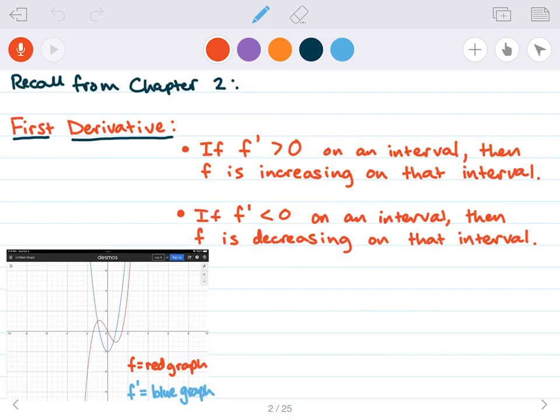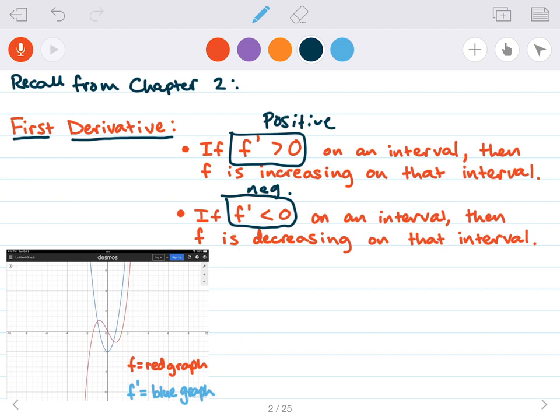So let's talk about some things that we looked at in Chapter 2. First derivative graphs. If the first derivative is greater than 0, this means positive. So if the first derivative is positive on an interval, then f is increasing on that interval. And if f prime is negative on an interval, then f is decreasing on that interval. So let's look at an example of a graph and its derivative and look at what they're talking about here with this first derivative business.